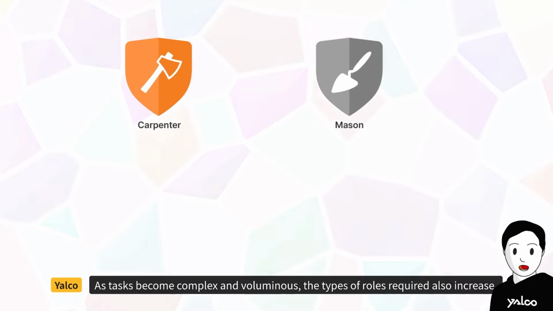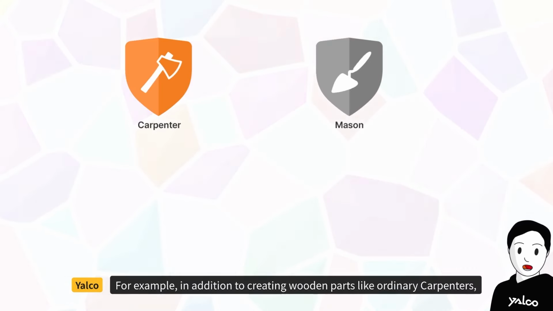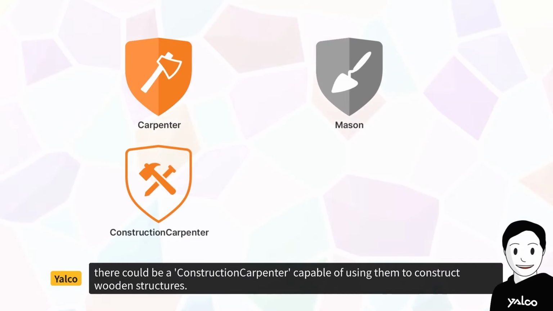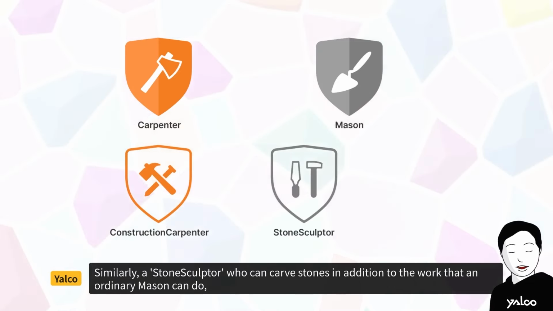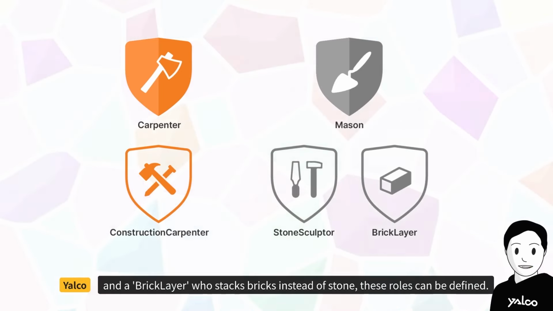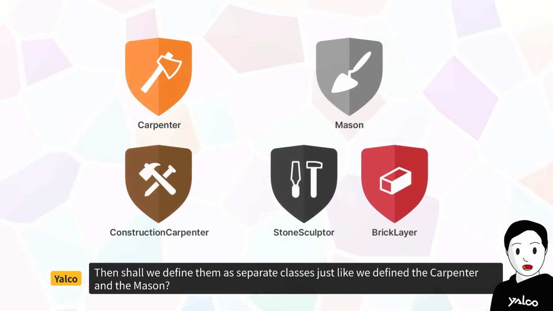As tasks become complex and voluminous, the types of roles required also increase. For example, in addition to creating wooden parts like ordinary carpenters, there could be a construction carpenter capable of using them to construct wooden structures. Similarly, a stone sculptor who can carve stones in addition to the work that an ordinary mason can do, and a bricklayer who stacks bricks instead of stone, these roles can be defined. Then, shall we define them as separate classes just like we defined the carpenter and the mason?